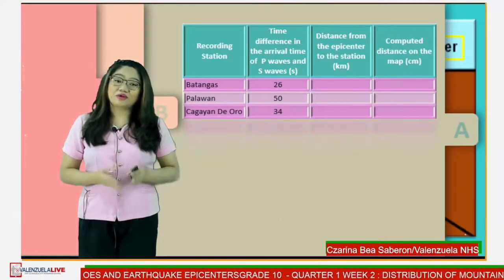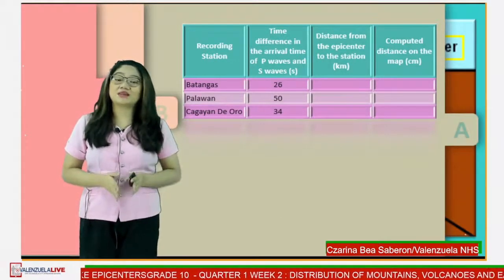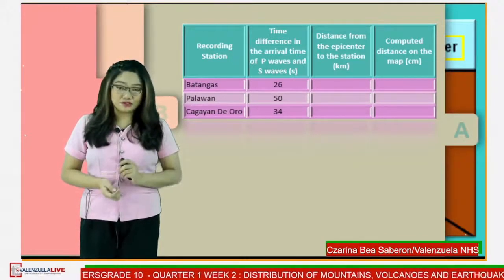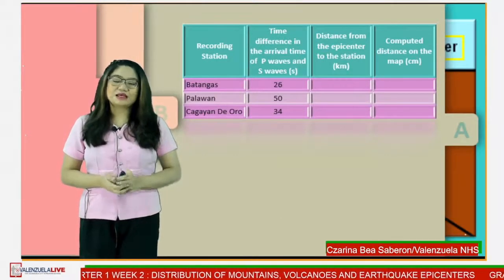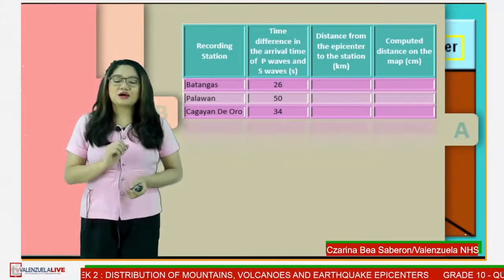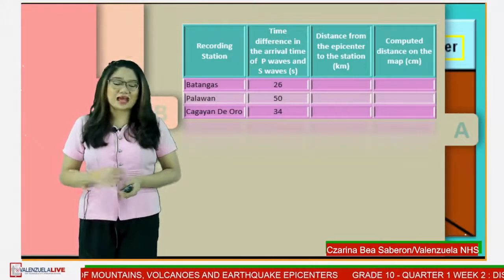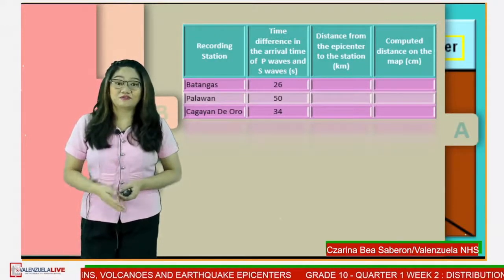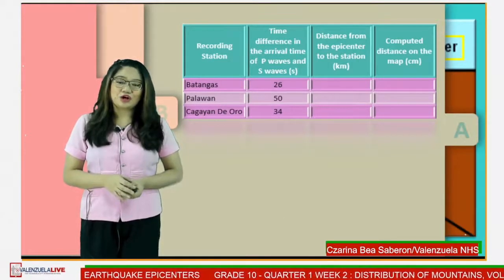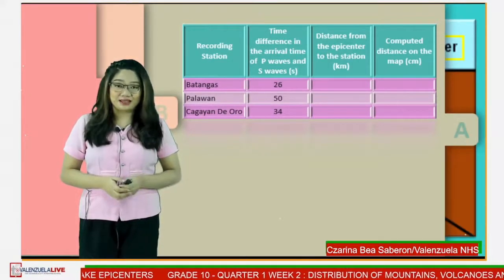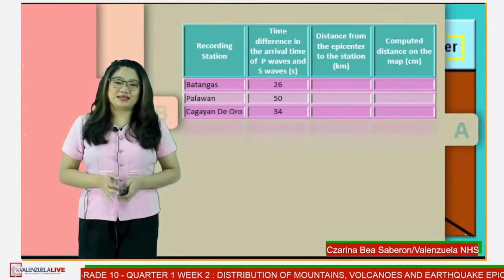Now, the very first thing that we need to do is to find the time difference between the arrival time of primary waves, or the P waves, and the secondary waves, or the S waves. We are going to find their difference for all of the 3 seismic stations. But in this case, I have already given you the data for that. So for Batangas, the time difference is 26 seconds. For Palawan, that is 50 seconds. And for Cagayan de Oro, that is 34 seconds.